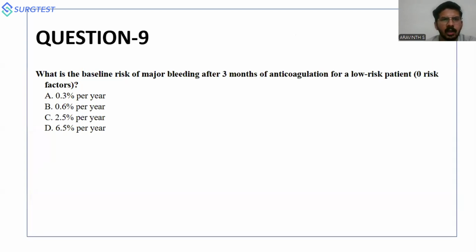Okay. What is the baseline risk of major bleeding after 3 months of anticoagulation for a low risk patient? I'm very sorry for this question because it was asked a few years ago. Not the exact question, but such a kind of question was asked. So you sometimes can come up with such questions. The only thing is they do not ask for all the numbers. You just have to remember the low risk and high risk. They don't expect you to remember everything. This is just to show you how stark the difference between a low risk patient and a high risk patient is. This question has been asked.